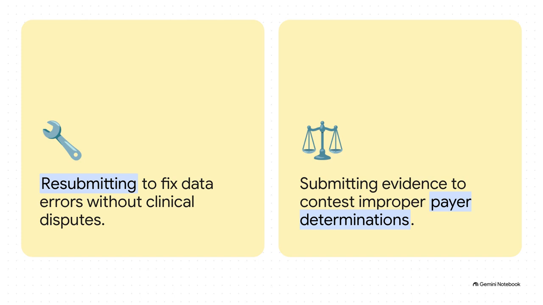clinical dispute. But when a payer wrongly downcodes your service or challenges your medical necessity, you can't just submit a corrected claim. You have to initiate a formal appeal. That means bringing out the heavy artillery and submitting medical records to contest their decision.